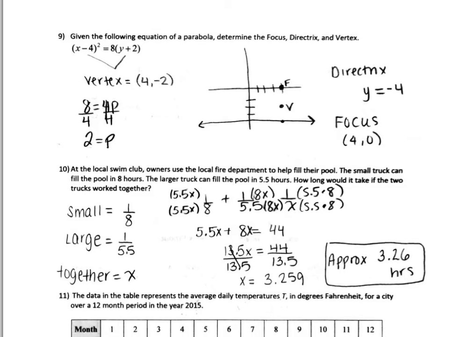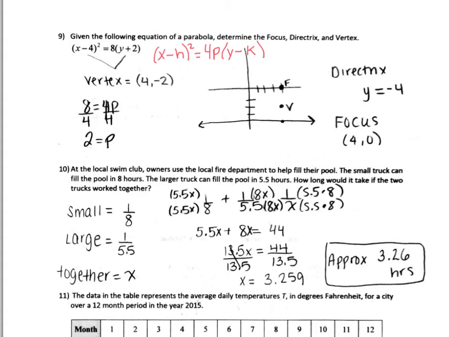Okay, let's look at number 9. Given the following equation of the parabola, determine the focus, directrix, and the vertex. Just as a refresher, here's the formula: x minus h squared equals 4p times y minus k, where the vertex is found by negating the values of h and k. So negative 4 and 2 become positive 4 and negative 2.